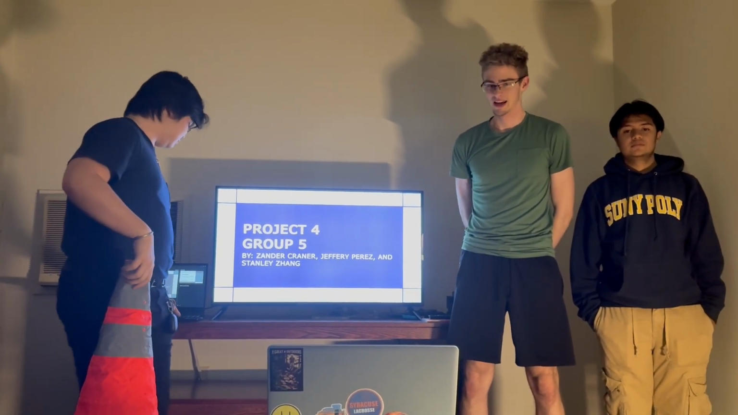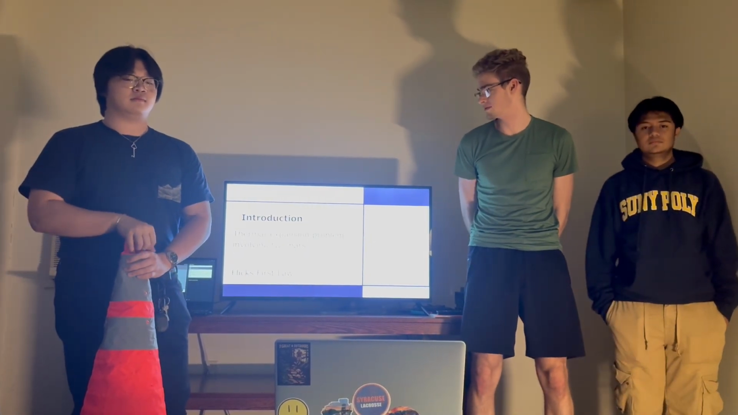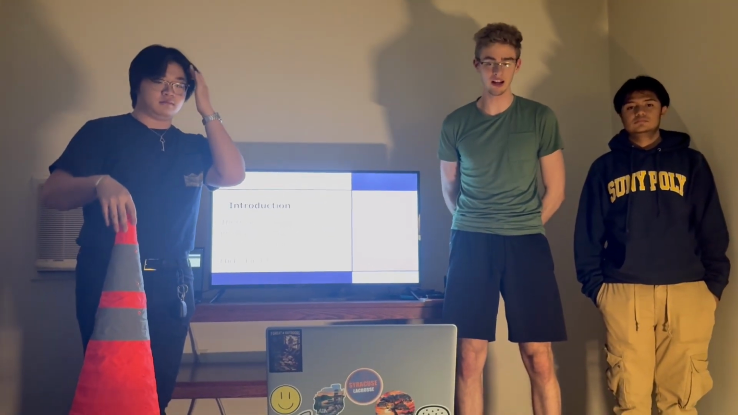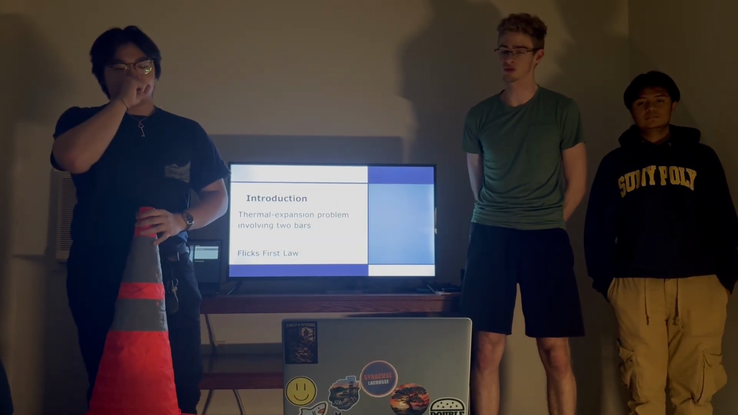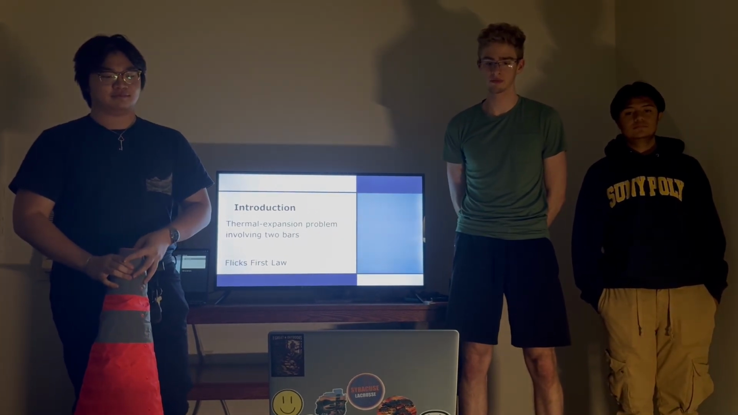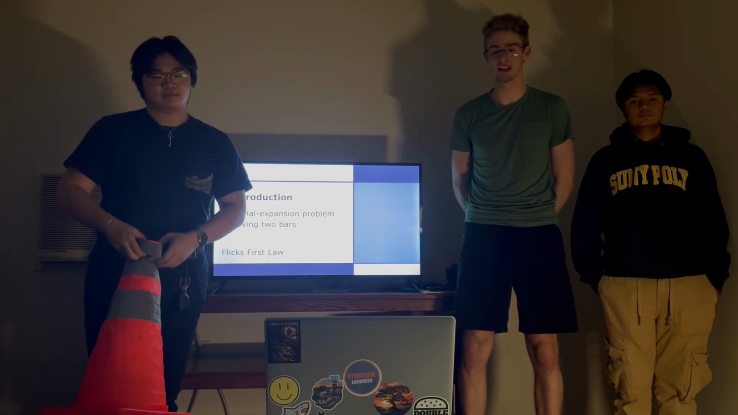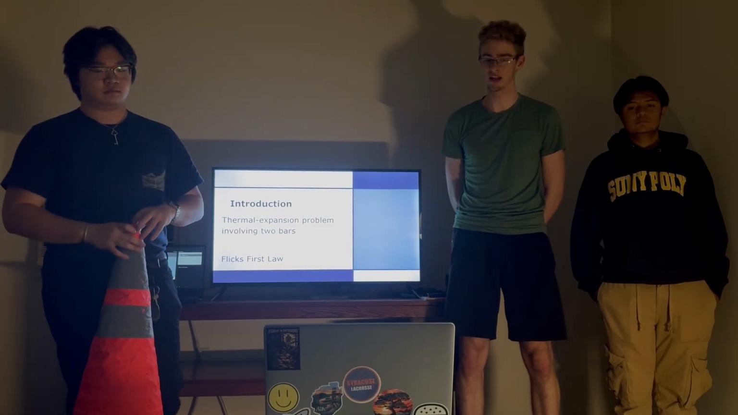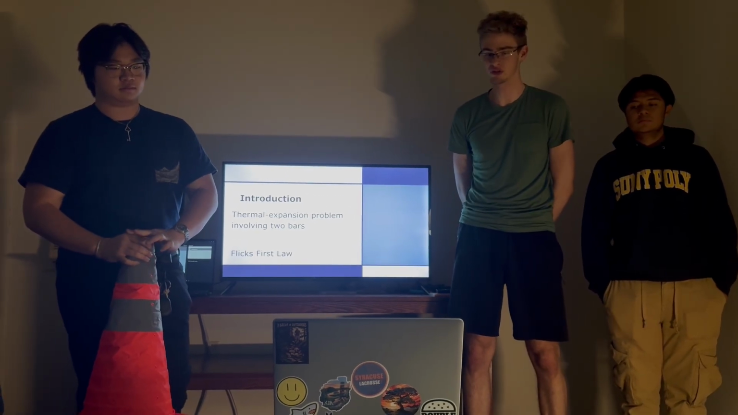And I'm Jeffrey Perez. And this is our presentation on a thermal expansion problem involving two bars as well as Fick's first law. Today we're going to analyze a thermal expansion problem involving two bars, one iron and one aluminum, that are rigidly connected end to end. When both bars heat up, they want to expand, but rigid constraints prevent any change in total length. This creates internal stresses that we can calculate, as well as Fick's first law, and see how diffusion flux and diffusion coefficients work.